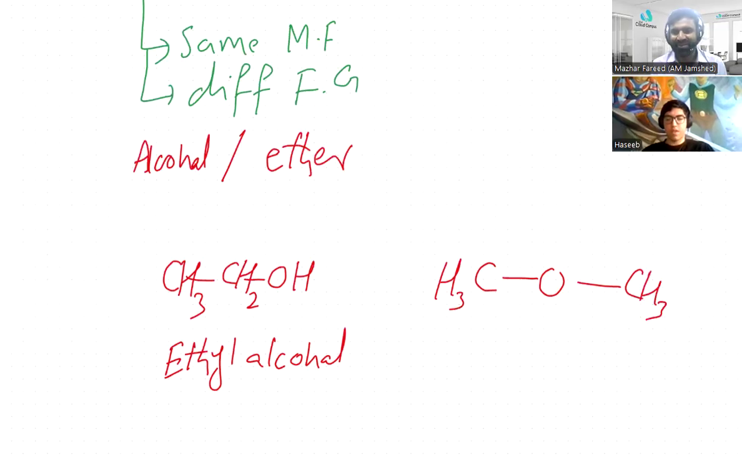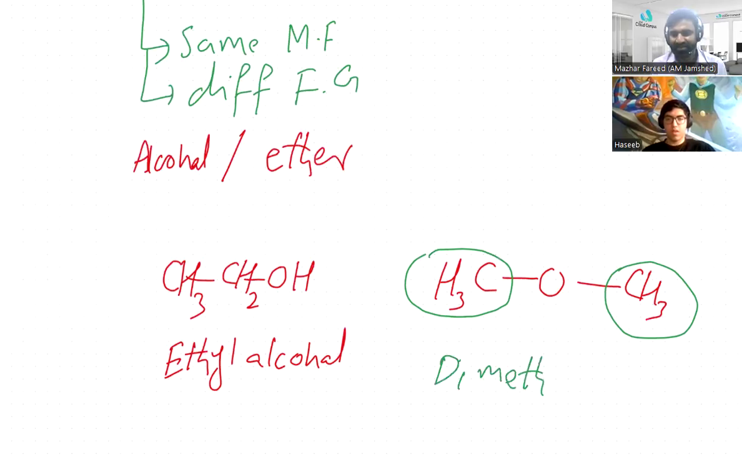So what will be the name of this? There are two methyl groups. Its name will be dimethyl ether. Dimethyl ether. So same molecular formula and different functional group. It has an alcoholic functional group and it has ether.